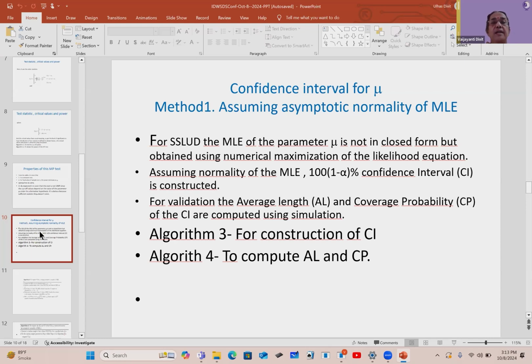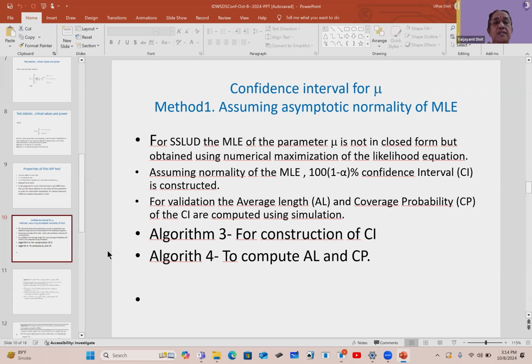That is the first method. The second method constructs the confidence interval for mu using the empirical distribution of mu hat. Algorithm 3 is for construction of the confidence interval, CI, and algorithm 4 is to compute the average length and coverage probability of this confidence interval. To validate this procedure and to compare the two methods, we compute the average length and coverage probability of these confidence intervals. This is regarding method 1, based on the asymptotic normality of the MLE.